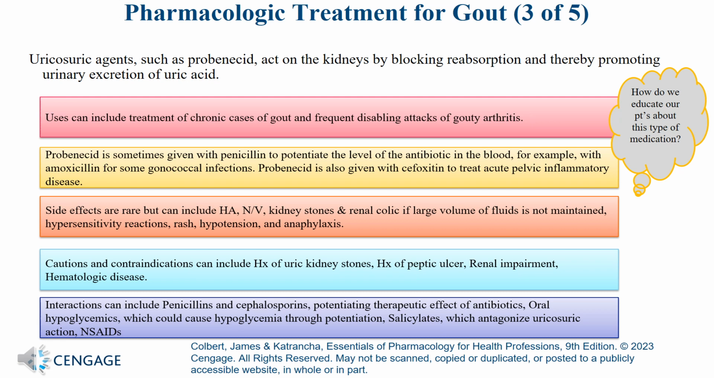Uricosuric agents such as probenecid act on the kidneys by blocking reabsorption and thereby promoting urinary excretion of the uric acid. Uses can include treatment of chronic cases of gout and frequent disabling attacks of gouty arthritis. Probenecid is sometimes given with penicillin to potentiate the level of the antibiotics in the blood, for example with amoxicillin for some gonococcal infections. Probenecid is also given with sulfoxetine to treat acute pelvic inflammatory disease.